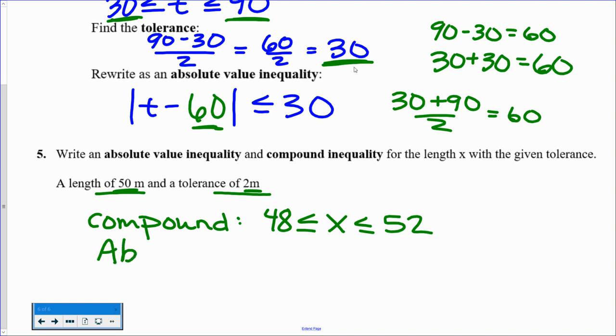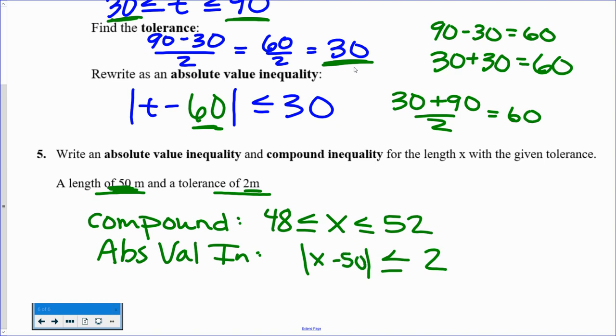And then that absolute value inequality, we can't go over the tolerance of 2. We're using x minus the length that's desired, which they gave us. And that would be my answer.